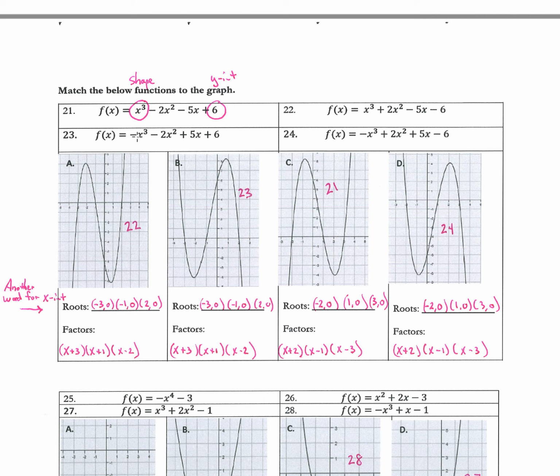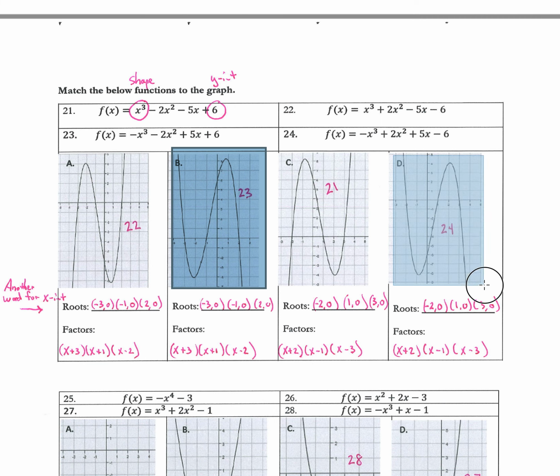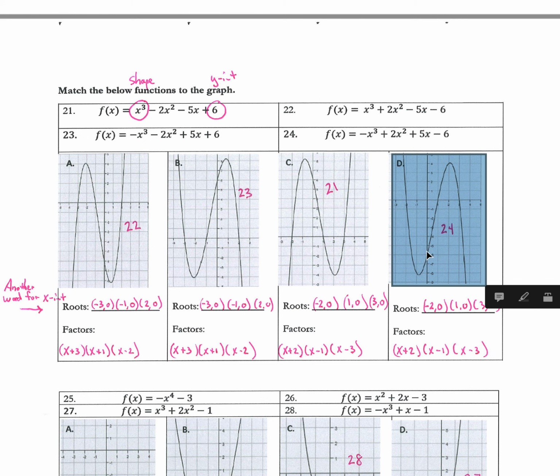And then if you look at 23, it's the same kind of process. 23 is a negative cubic like this one, and it has a positive y-intercept of 6, so you got to know 23 is that, or 24 is just the opposite. It is a negative cubic like this one, but it has a negative y-intercept of negative 6.